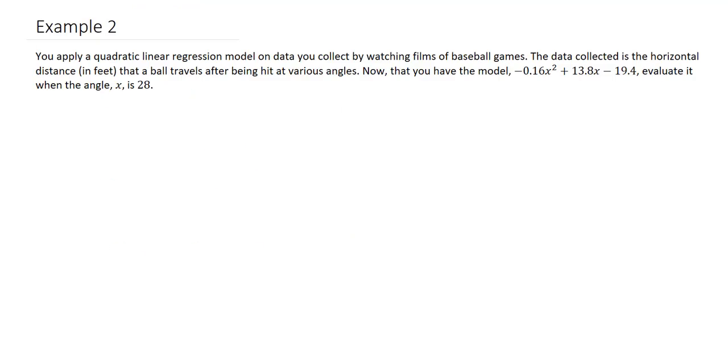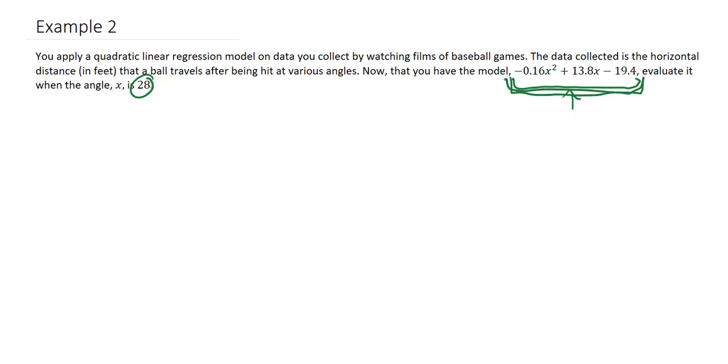Now let's do another example. Example 2. You're going to apply a quadratic regression model on the data you collect by watching films of baseball games. The data collected is the horizontal distance in feet that a ball travels after being hit at various angles. Now that you have the model, which is negative 0.16x squared plus 13.8x minus 19.4, we're going to evaluate when the angle is 28. So that means we're going to plug in x as 28 into our model.